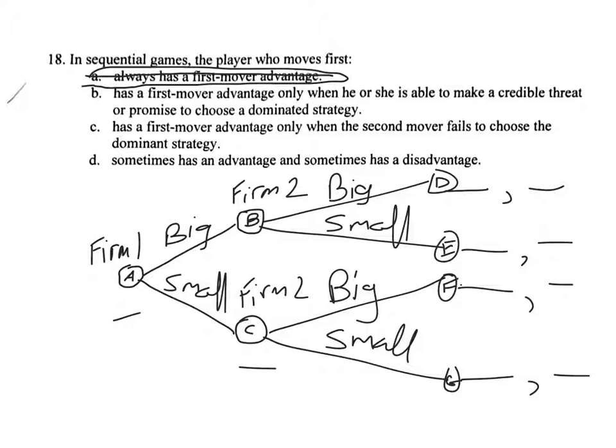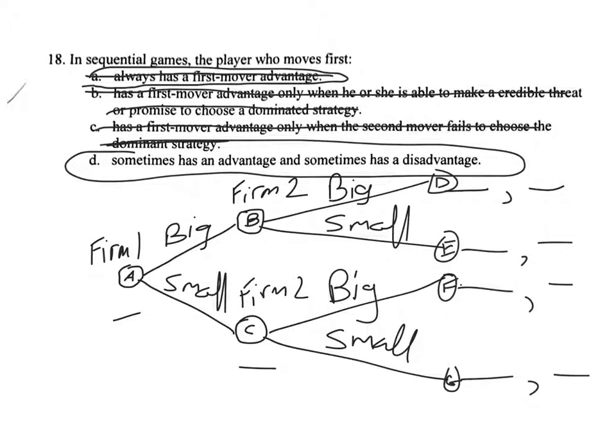Has a first mover advantage only when he or she is able to make a credible threat or promise to choose a dominated strategy? No, it's just the nature of the game. Sometimes the first mover has an advantage, sometimes they don't, and it depends on the payoffs to the ending situation. Has a first mover advantage only when the second mover fails to choose the dominant strategy? No, that's nonsensical actually. And then sometimes has an advantage, sometimes has a disadvantage. That's the way it goes. Some games it pays to move first, some games it pays to move second.